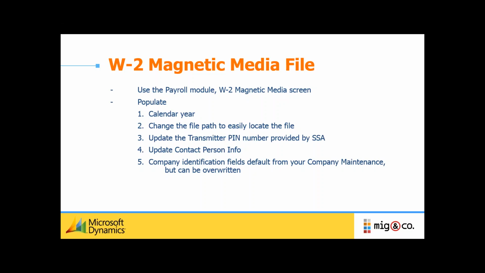Update the transmitter PIN number provided by the Social Security Administration, and update any contact information. If there's anybody that had a name change over the year, make sure those names are correct, spelled and correctly identified. The company information fields default from your company maintenance, as we talked about just a little bit ago, and they can be overwritten. So if you do override them, you want to go back into the company maintenance screen to make sure that they are correct for next year.